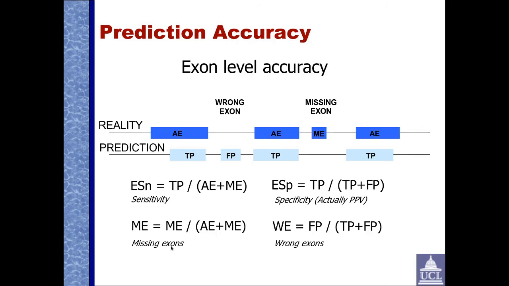We can also calculate some other statistics. We can calculate a missing exon ratio, which is the number of missing exons divided by the actual exons plus missing exons, and a wrong exons frequency, which is the false positives divided by the true positives plus the false positives.